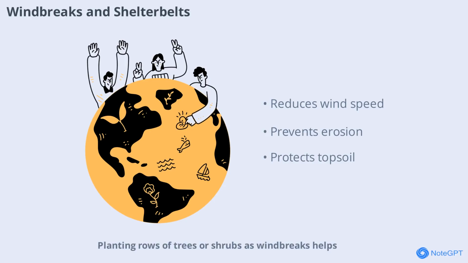Planting rows of trees or shrubs as windbreaks helps reduce wind speed and protect soil from wind erosion. Shelter belts are especially important in arid and semi-arid regions where strong winds can quickly strip away topsoil.